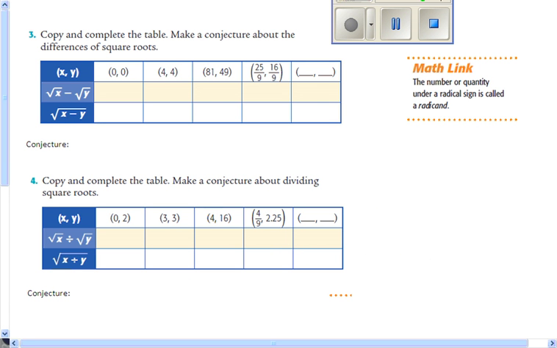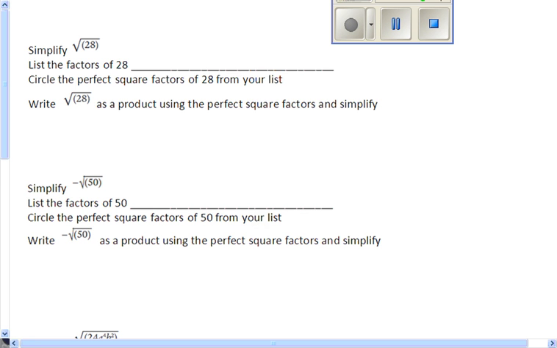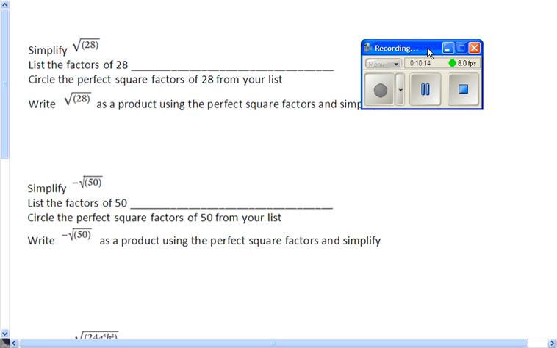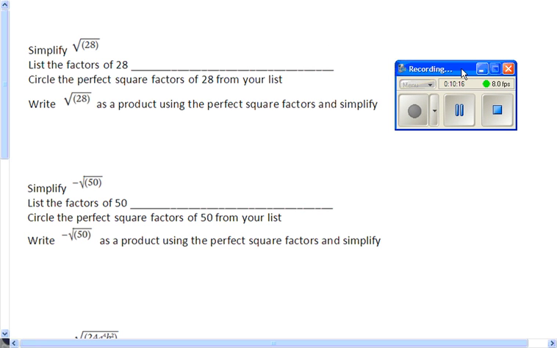Okay, I'm going to let you do these two and decide for yourself which of these you think work and which ones you don't think work. And that's going to be part one. In part two, I'm going to show you how to do some simplifying by using some of those rules. So I'm going to stop here.